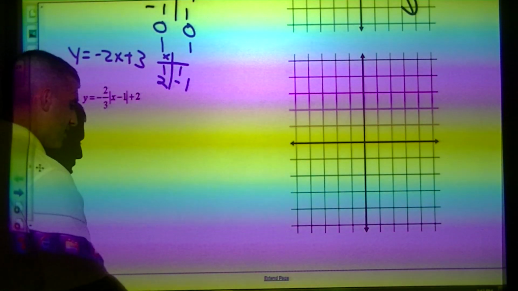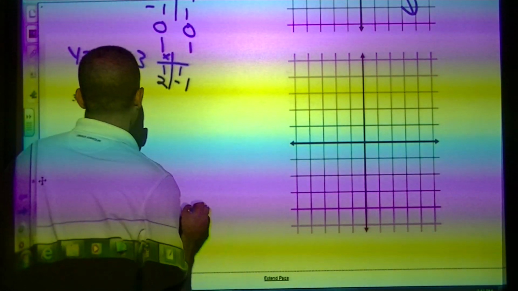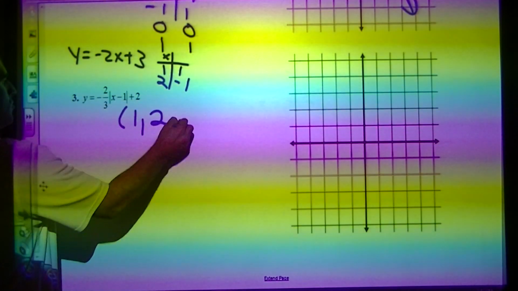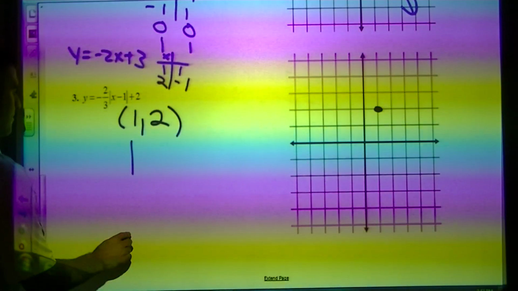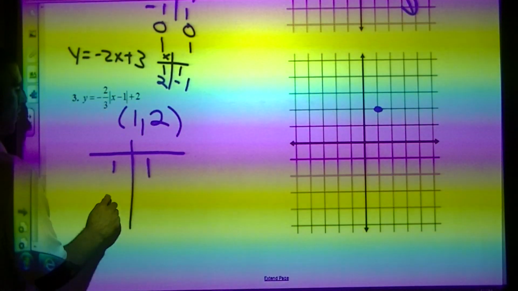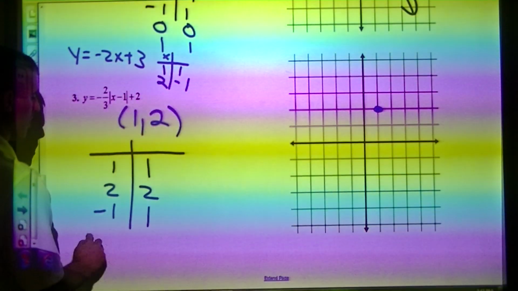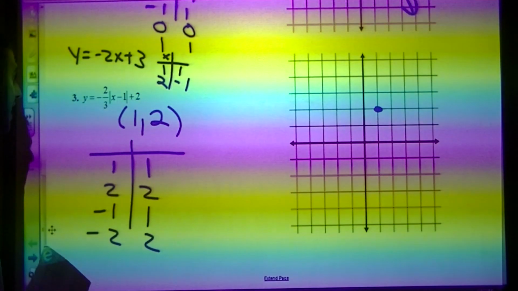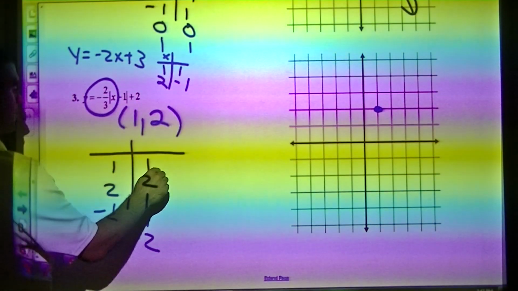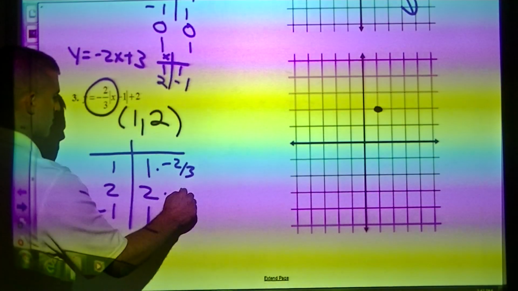Okay, absolute value. All right, my anchor point here is going to be (1, 2). So I'm going to go 1 over, 2 up. Okay? My basic values for absolute value are 1, 1, 2, 2, negative 1, 1, negative 2, 2. All right, remember, because absolute value makes numbers positive, this negative 2/3 gets multiplied by all those.